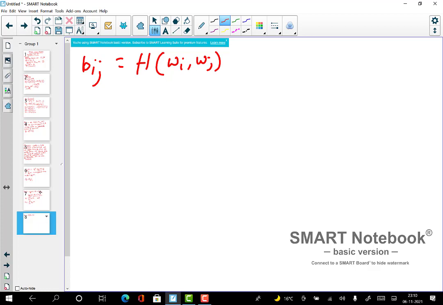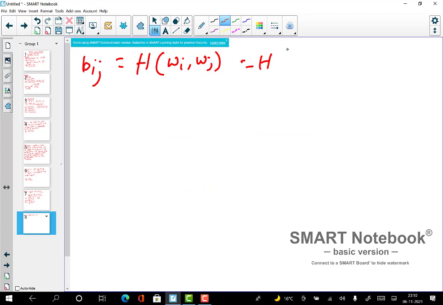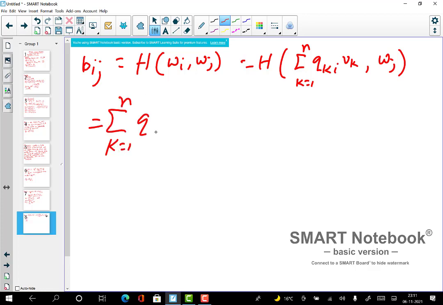Now we already know that omega_i will be of this form. So we will substitute that value here, and then it will be the summation of Q_ki V_k, k equal to 1 to n, and then omega_j. I'm just substituting one time. Now we will use the property of bilinear forms. Linearity in the first argument gives us that this will be the sum over k equal to 1 to n of Q_ki times H of V_k and omega_j. This is from the property that H is linear in the first argument, as H is a bilinear form.